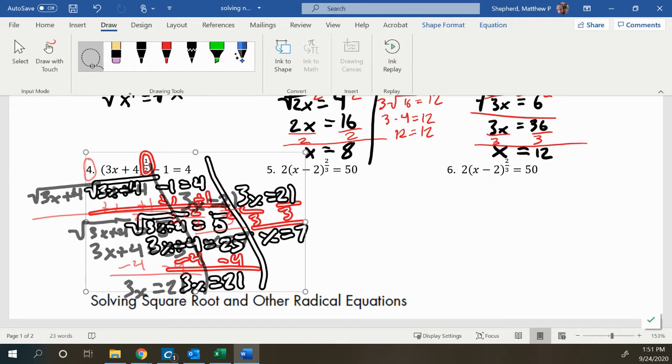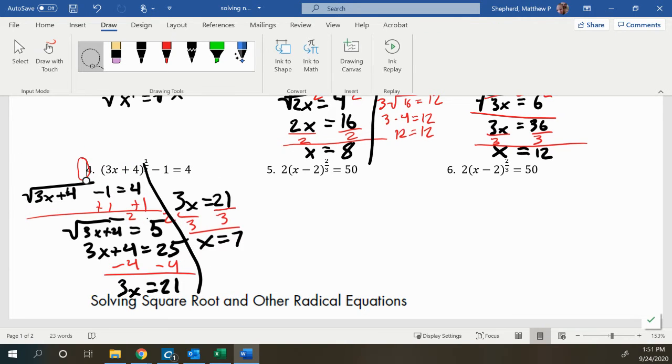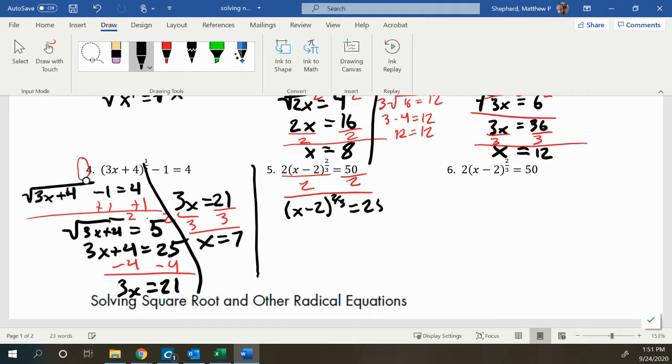I'm just going to move that out of my way so I can work on the next problem. All right, so this one can be rewritten in a radical form. Actually, before we even do that, let's get rid of that 2 that's being multiplied. So we'll just divide both sides by 2, leaving us with x minus 2 to the power of 2/3 is equal to 25.